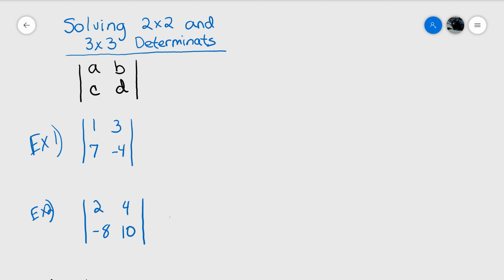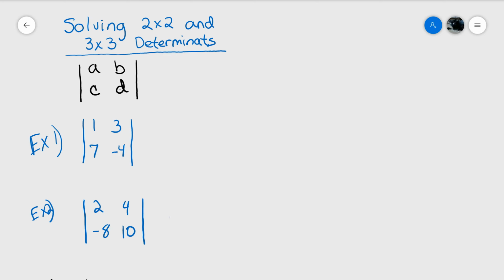This video is about solving 2 by 2 and 3 by 3 determinants. A determinant is a value we're going to get from the matrices, and it's just a number. It's what's called a scalar. It's not a matrix, so you're just going to get like 2 or 7 or -4. You're not going to get a matrix when you're done.